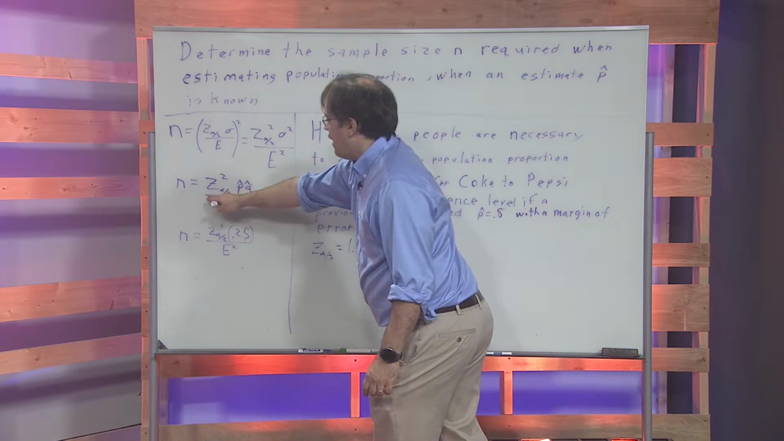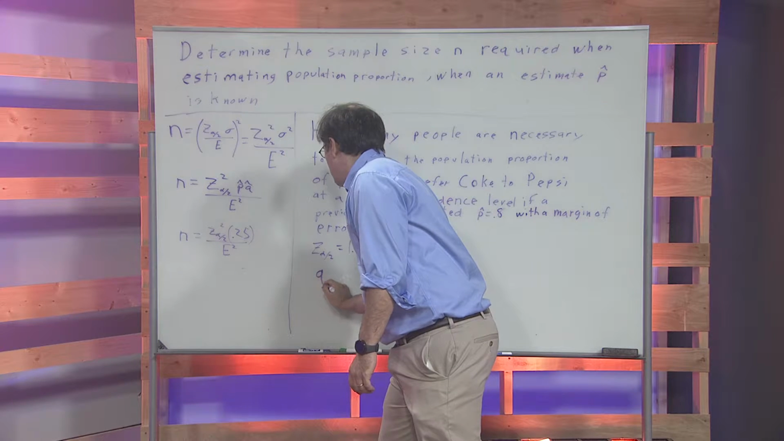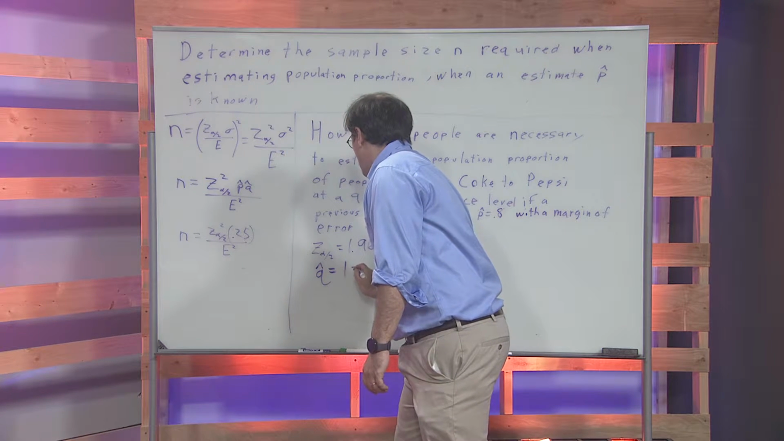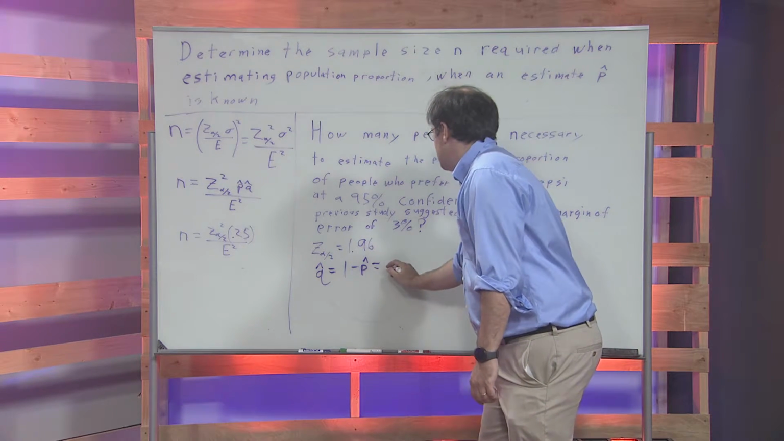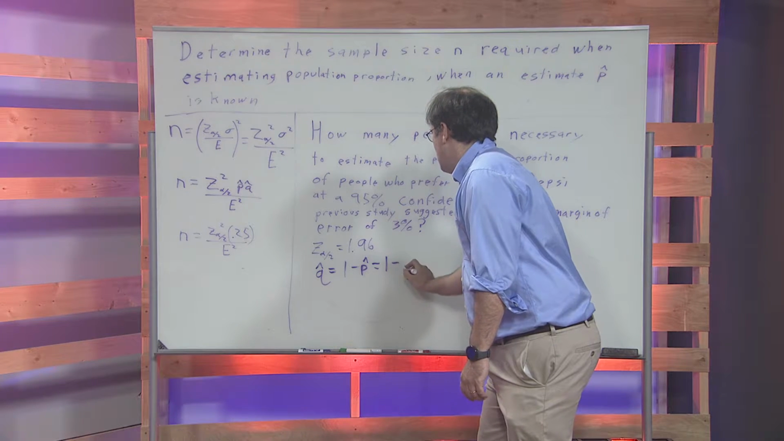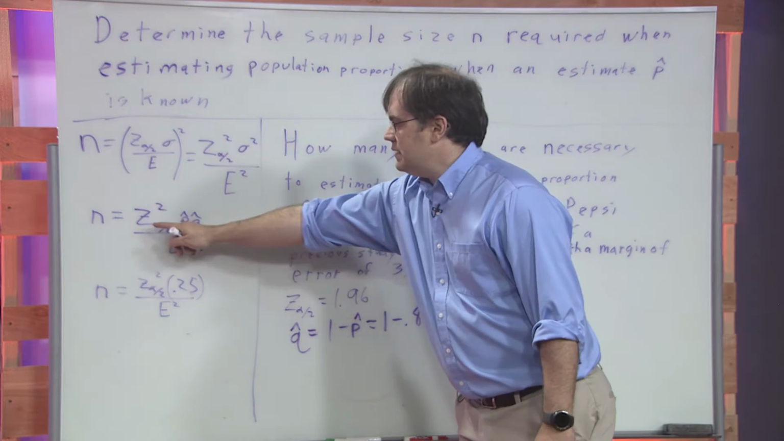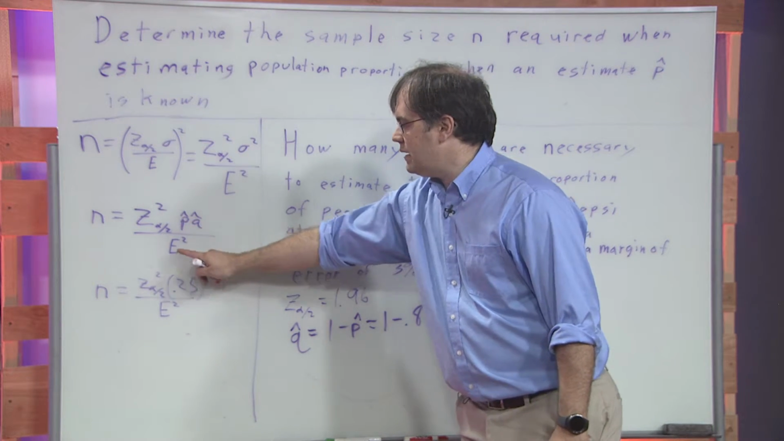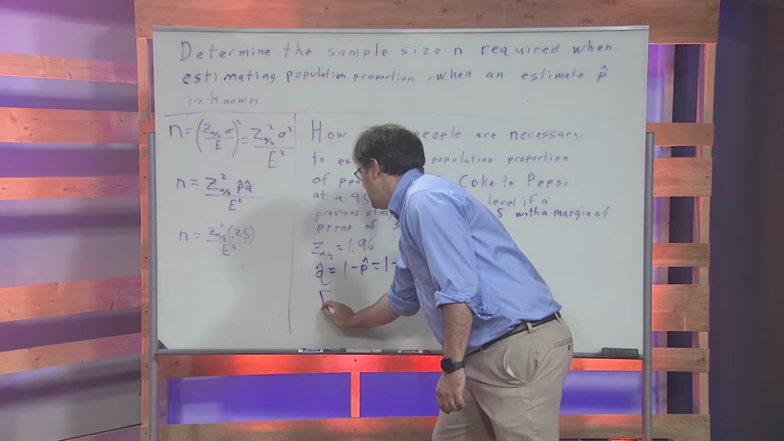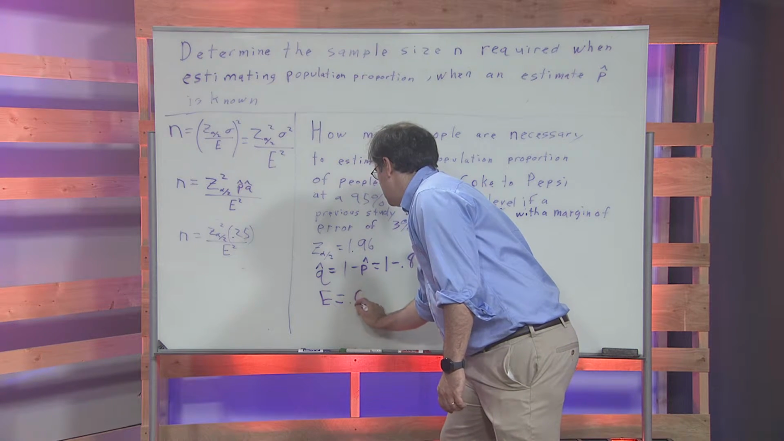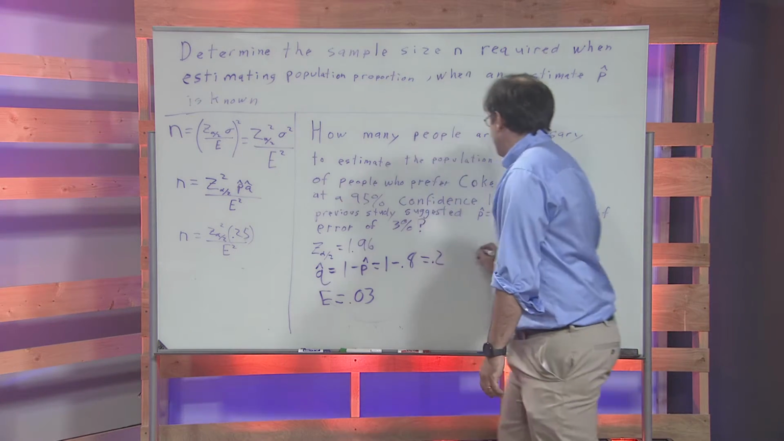We have z alpha over 2. P hat is given at 0.8. We've done this calculation before too for q hat. Q hat is just 1 minus p hat. And if you look at that, p hat was 0.8, so 1 minus 0.8 is 0.2. We've got z alpha over 2, we've got p hat, we've got q hat. We want to find E. E is a margin of error of 3%, so E is 0.03. And now we're going to put this all together into this formula.